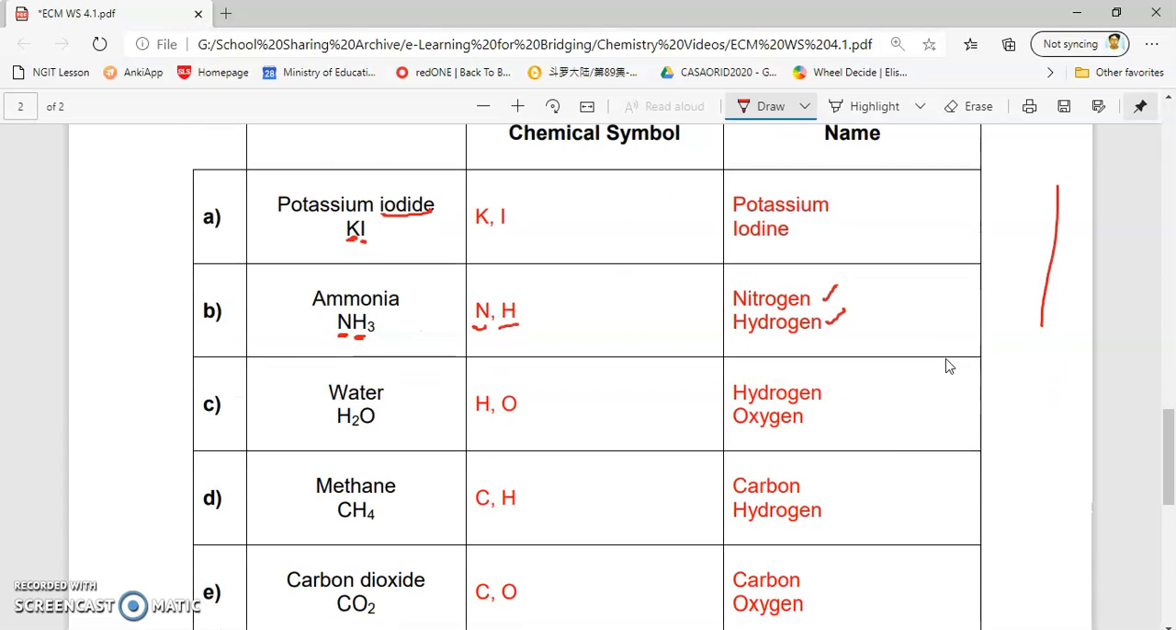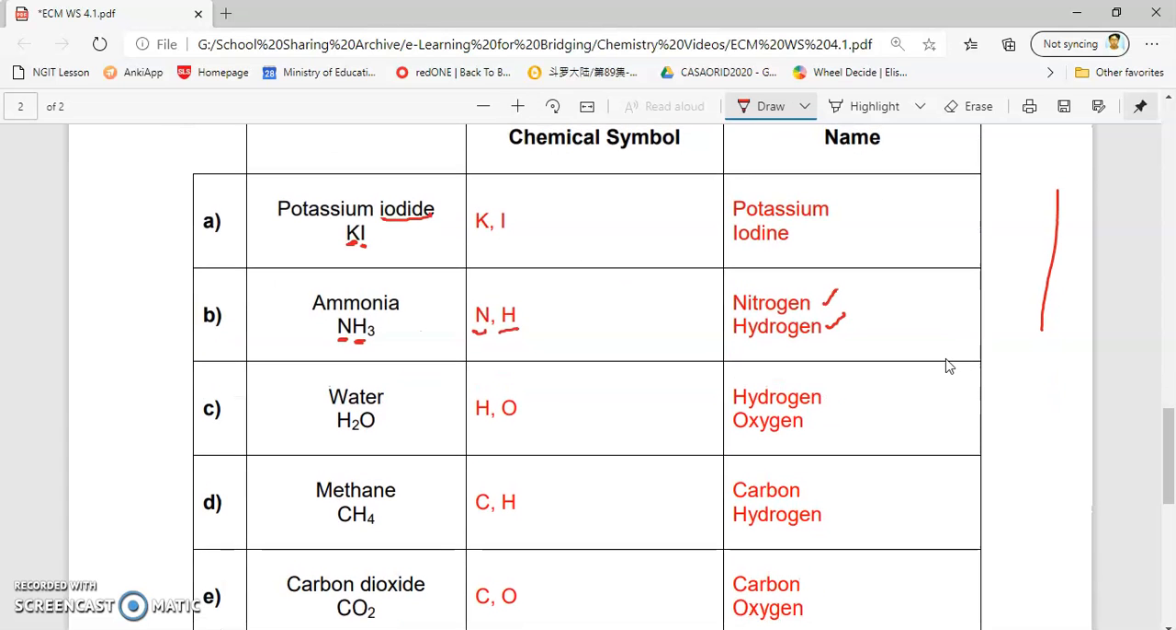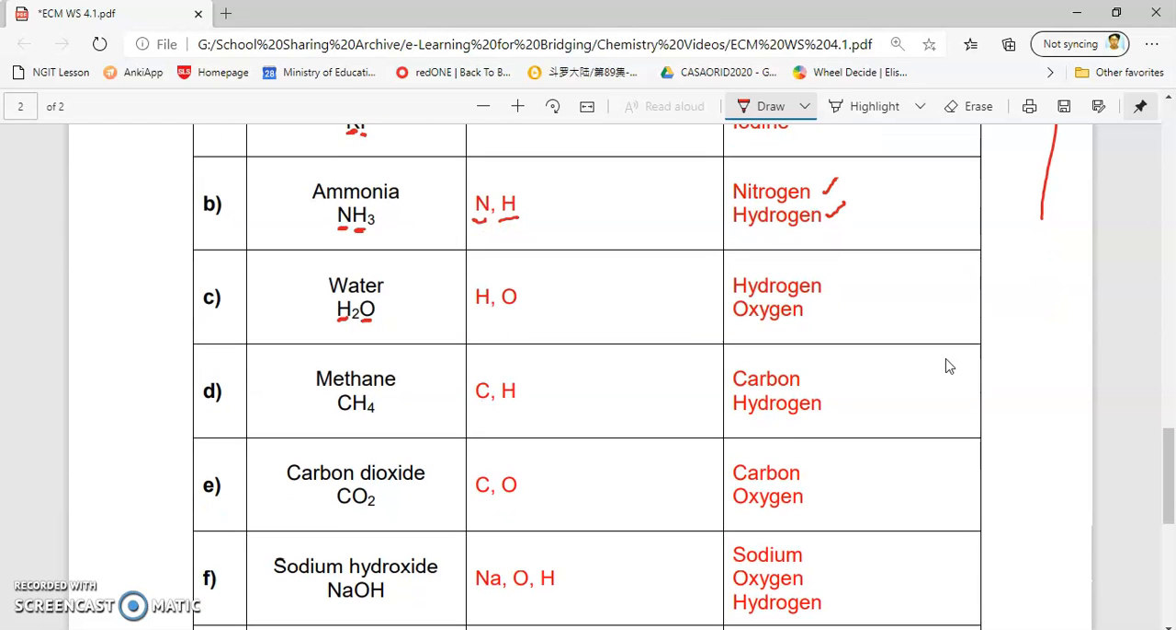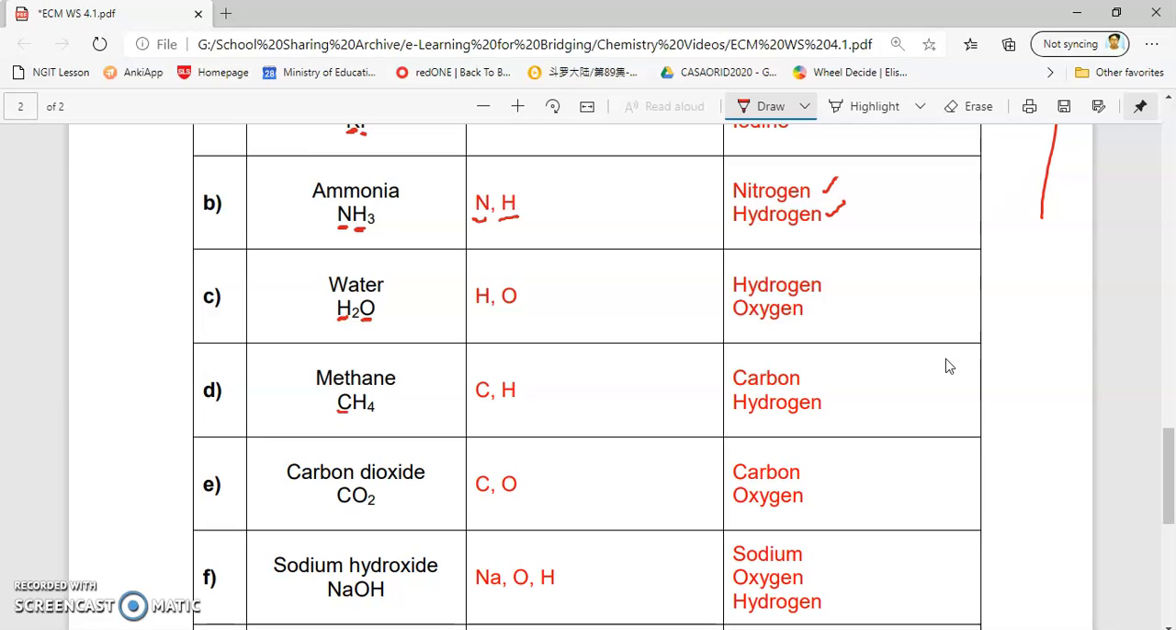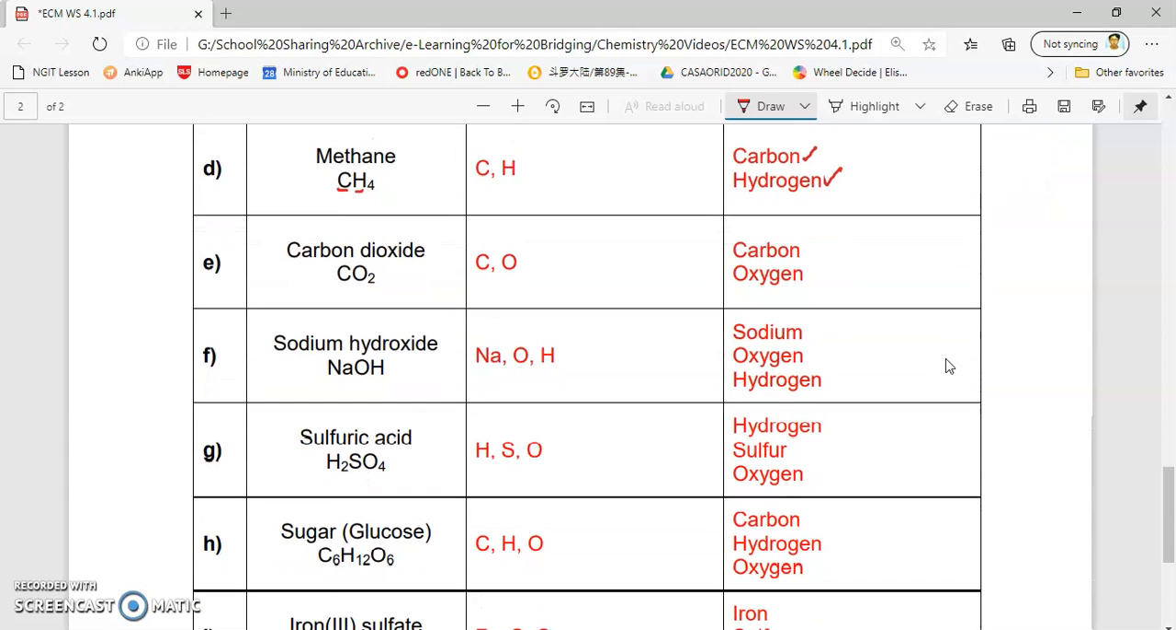What's next? So we have water, H2O. H and O, so made of two elements, H for hydrogen, O for oxygen. Methane, CH4. Just look at how many capital letters there are. One C, one H capital. So C and H, C represents carbon, H represents hydrogen. So on and so forth, but let's look at F.